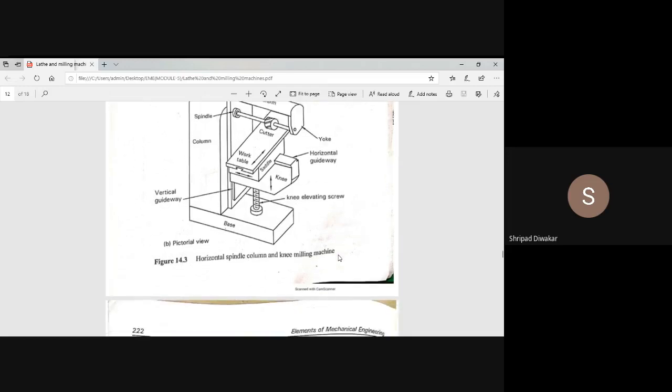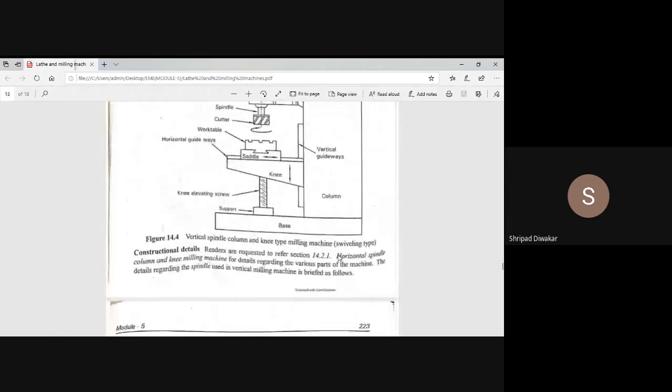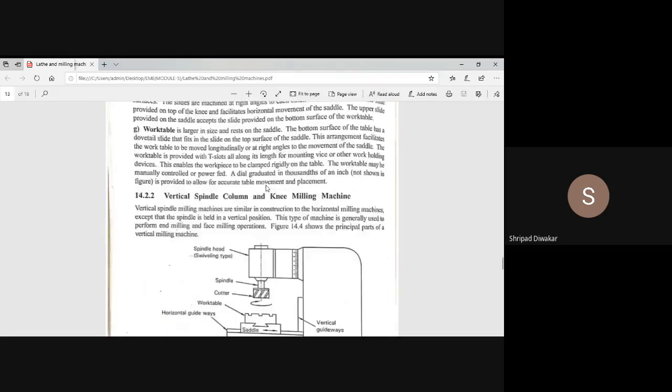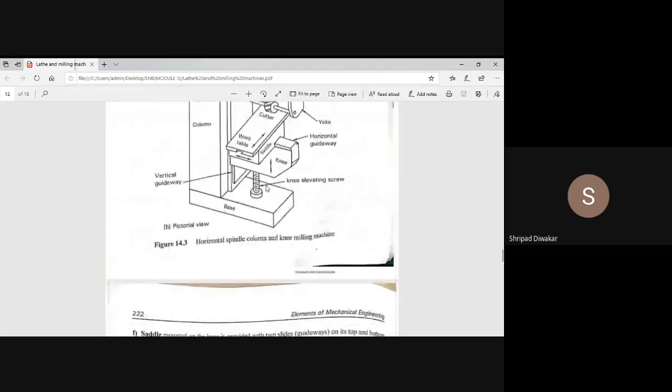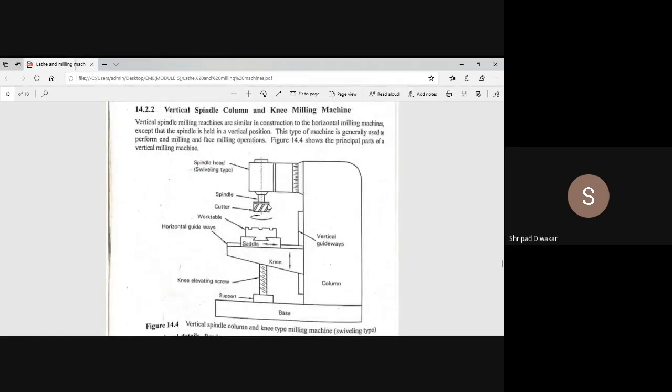On the other hand, we have one more milling machine called the vertical spindle milling machine. You can see, here the position of the spindle is vertical, opposite to that of the horizontal. Only the position of the spindle differs. Here the milling cutter is fixed to the vertical spindle, whereas in the horizontal machine the milling cutter is fixed to the horizontal spindle.